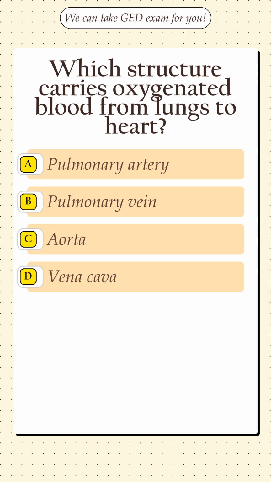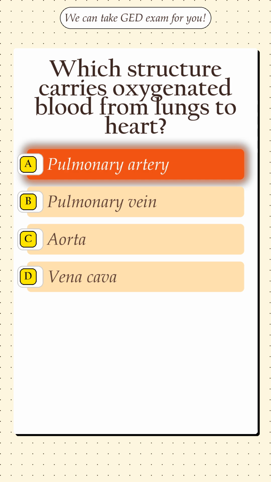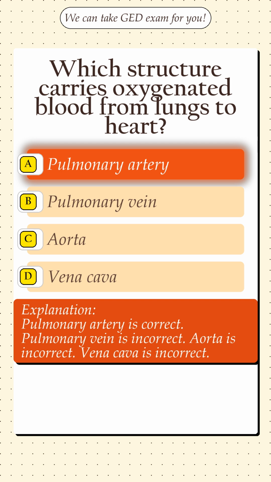Question 10. Which structure carries oxygenated blood from lungs to heart? Option A, pulmonary artery. Option B, pulmonary vein. Option C, aorta. Option D, vena cava. The correct answer is option A, pulmonary artery. Pulmonary artery is correct. Pulmonary vein is incorrect. Aorta is incorrect. Vena cava is incorrect.